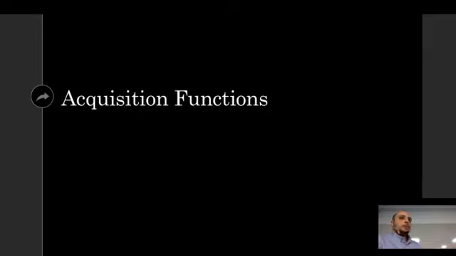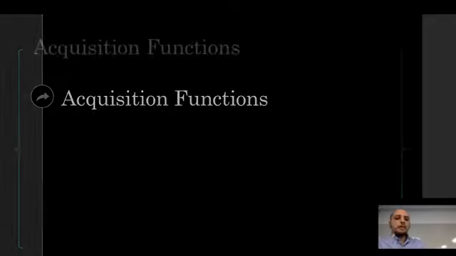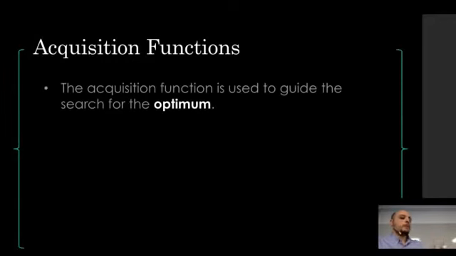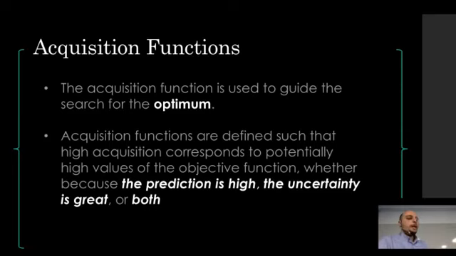So we built the posterior distribution, and then we need to use an acquisition function. Again, the literature is full of acquisition functions. Basically, it helps us to search for the optimum. It is designed in a way that higher values for the acquisition function usually correspond to higher values for the objective function, whether it's a high prediction, like a high classification score for the object, or a high uncertainty, or both. I will talk more about this part.